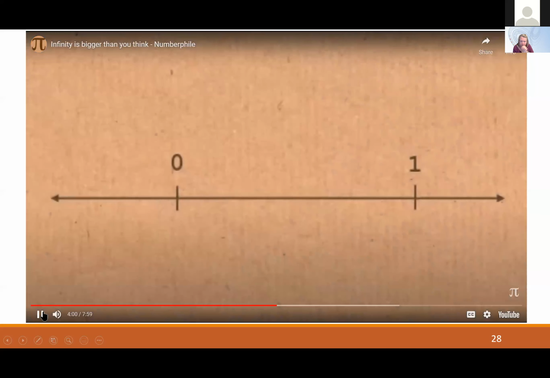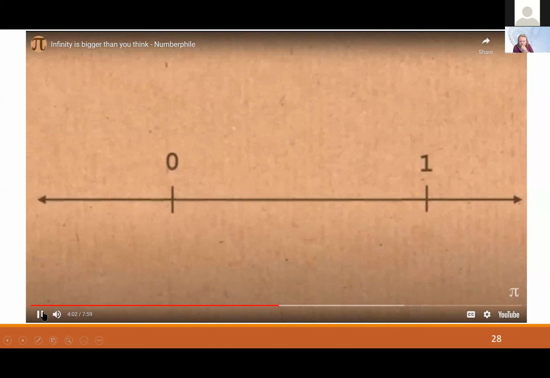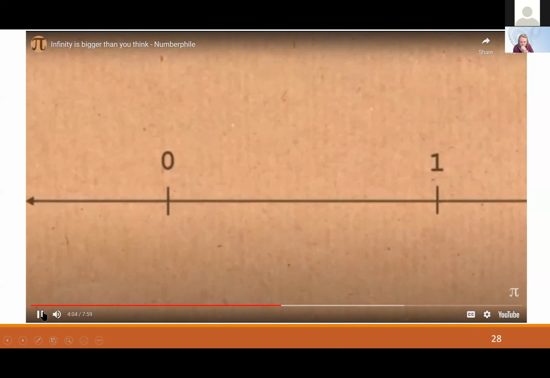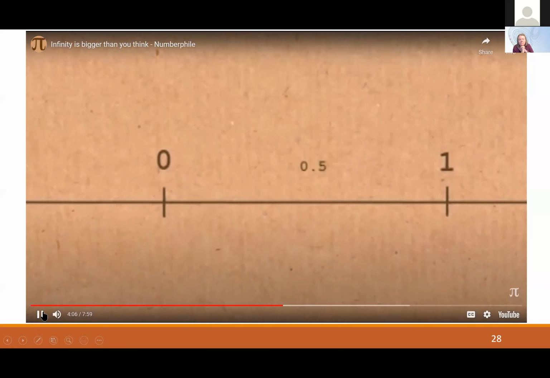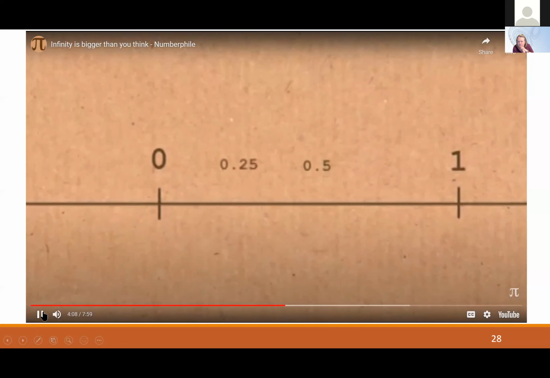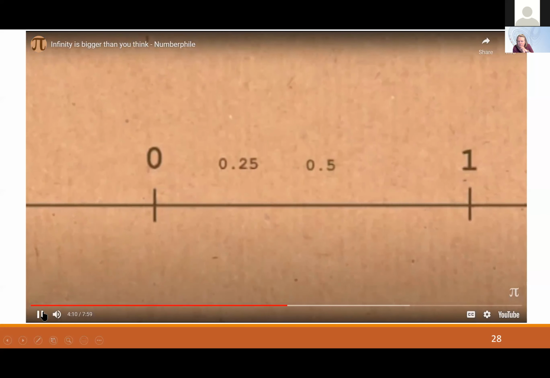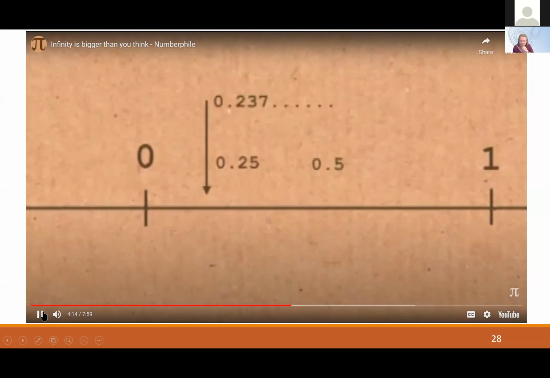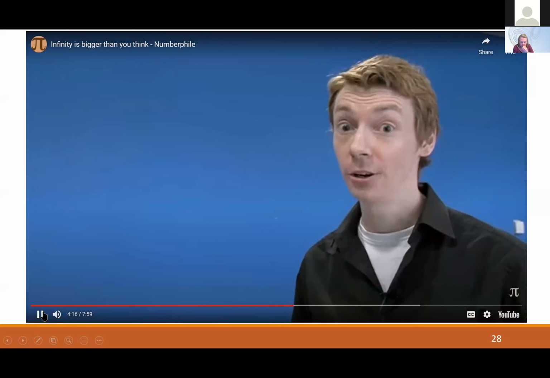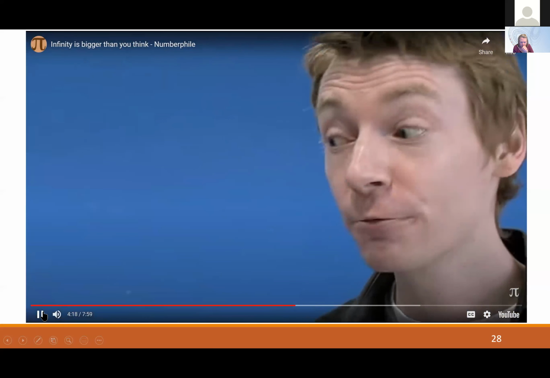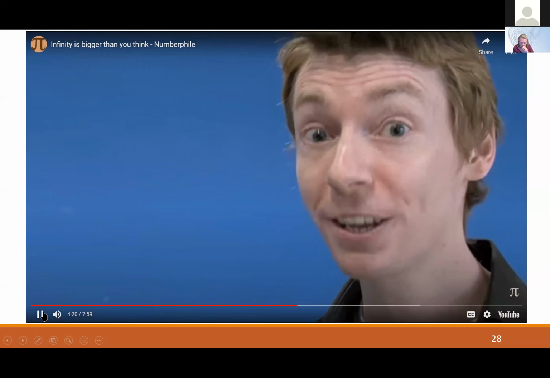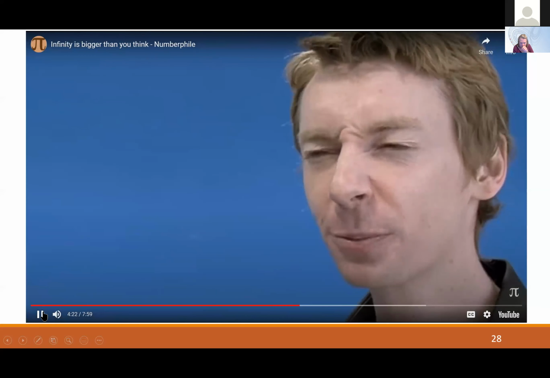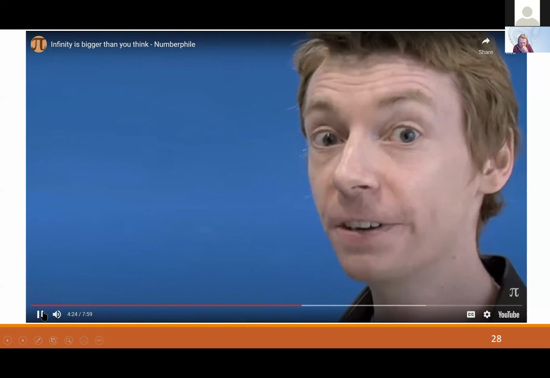Can you list them? How do you list them? 0 to start with, and then 1, but hang on, we've missed a half. So we put in a half. Hang on, we've missed a quarter. We'll put in a quarter. But we've missed 0.237. So how do you list the real numbers? It turns out you can't. And in fact, rather remarkably, I can show you that we can't list them, even though we're talking about something so complicated as infinity.